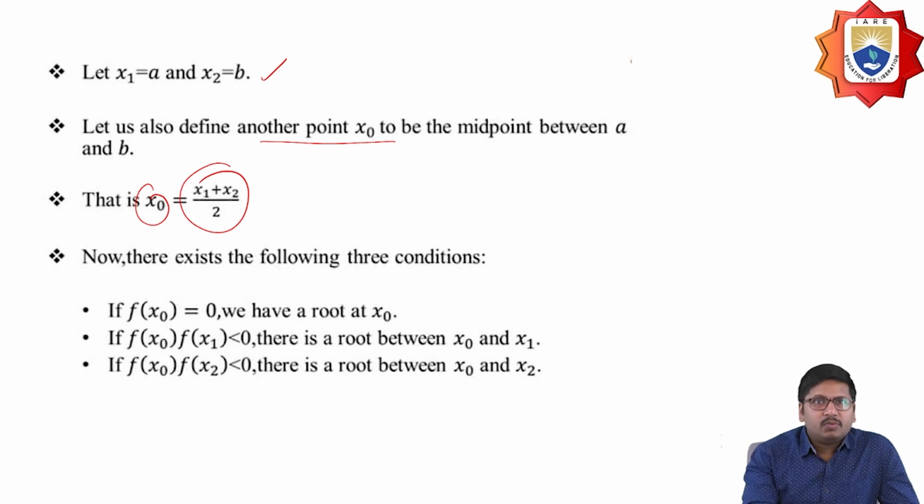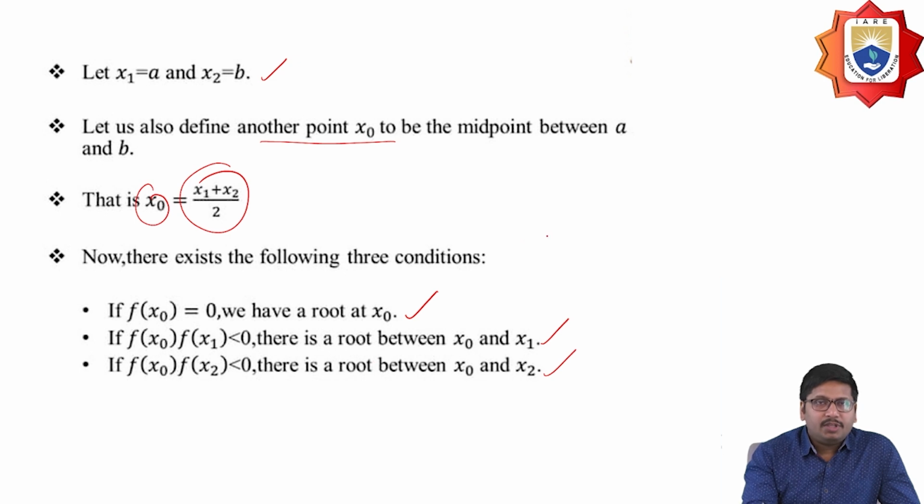If f of x0 equals 0, then we have the root at x0. If f of x0 times f of x1 is less than 0, then the root is between x0 and x1. And if f of x0 times f of x2 is less than 0, then there is a root between x0 and x2. So let x1 equal a and x2 equal b, and define another point x0 to be the midpoint between a and b, so x0 is equal to x1 plus x2 by 2.